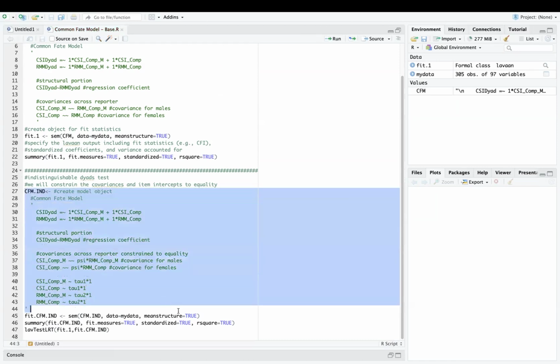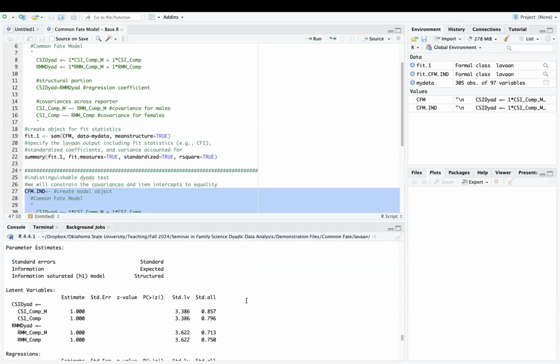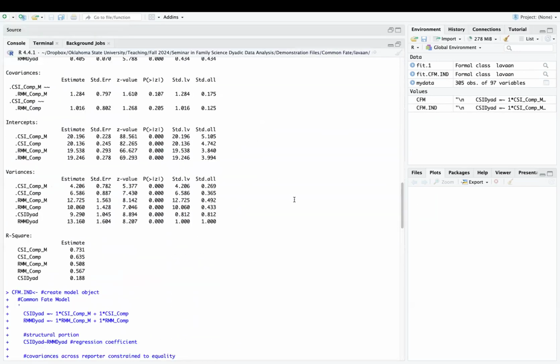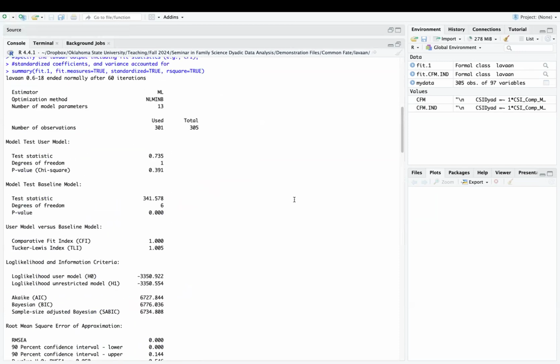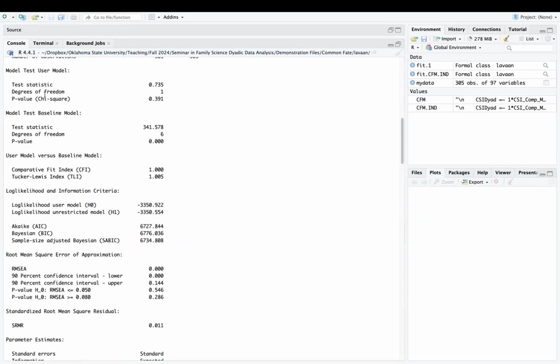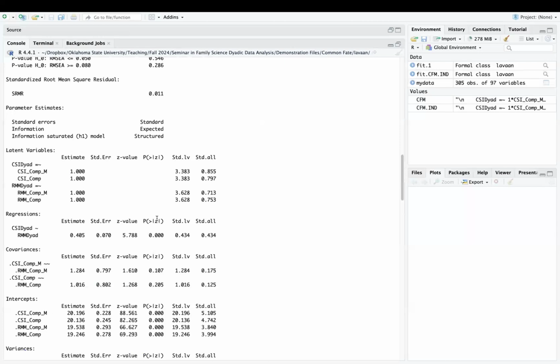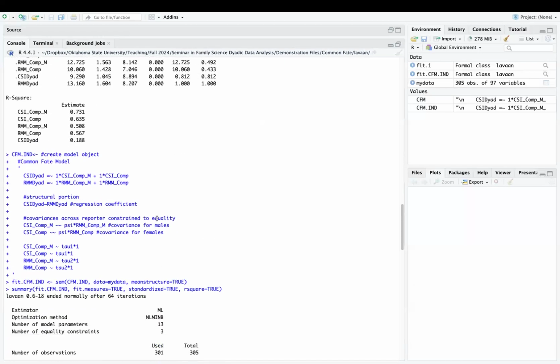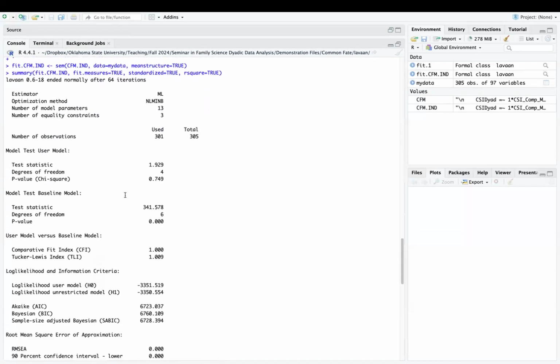Right? So we can go ahead and we can run this model. All right. So this is the baseline common fate up here. This is the model I ran, I believe, in the first video. All right. And so we have 1 degree of freedom. So we're good to go here. We look at our fit. Everything looks fine.